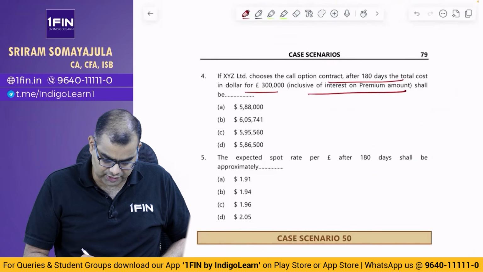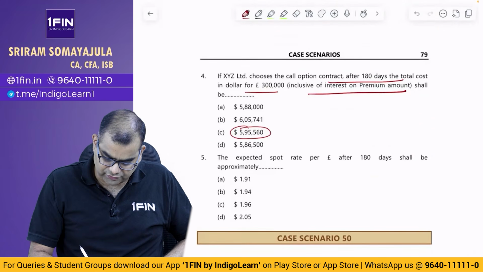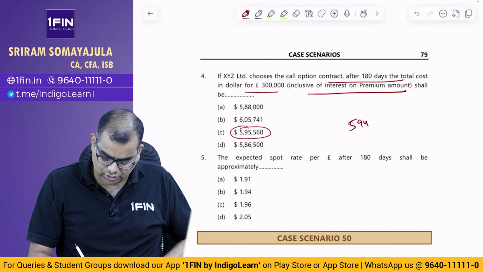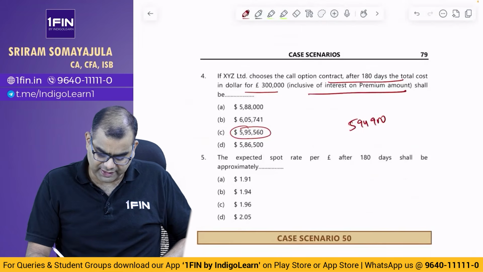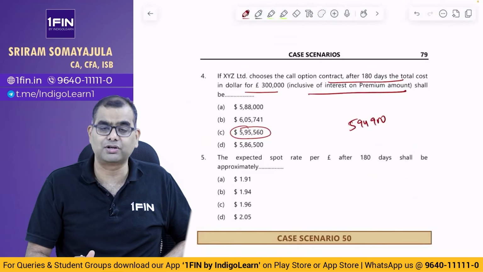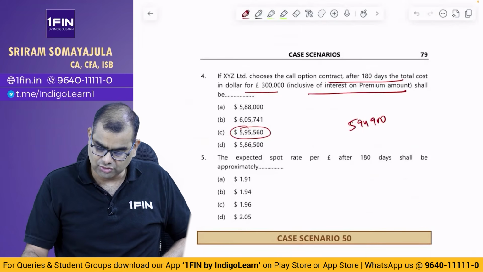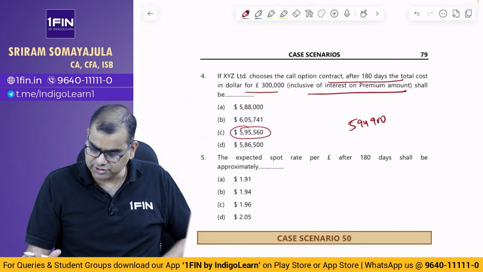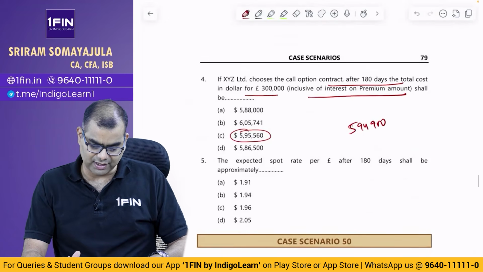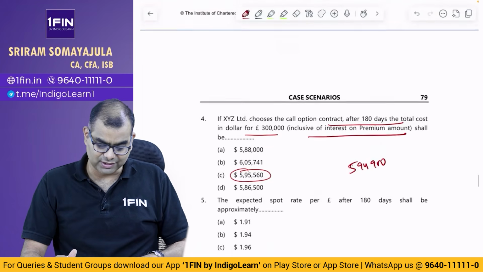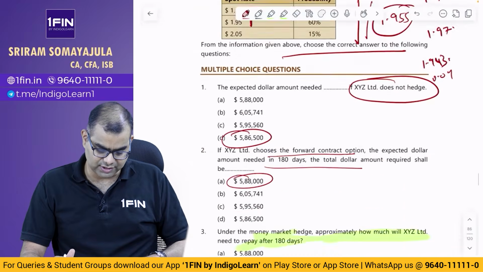594,900. Is it there? 594,900. What else have they added? See this option, call option, you pay in advance. So 3 lakhs into 0.04, which is $12,000 you pay in advance. On that you have to pay interest. Interest is what? 12,000 advance for 6 months.